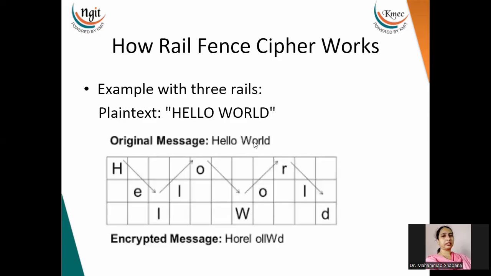How the Rail Fence cipher works. Here we are taking one of the examples for the Rail Fence cipher. We are taking the plain text here, hello world. So these are the three rails we are using. The letters we are taking here are H, E, L, L, O, W, O, R, L, D, in a zigzag manner.